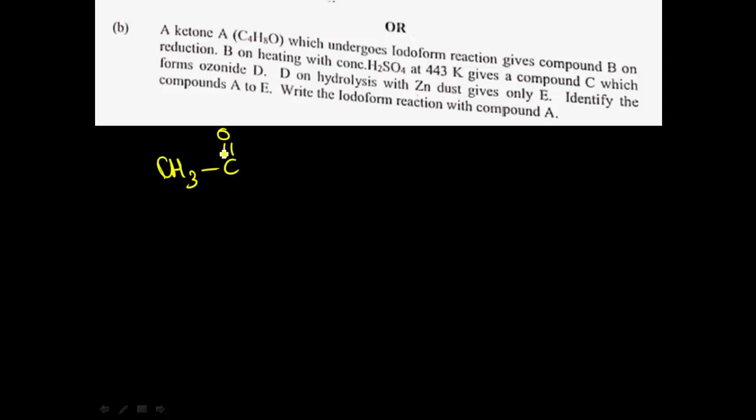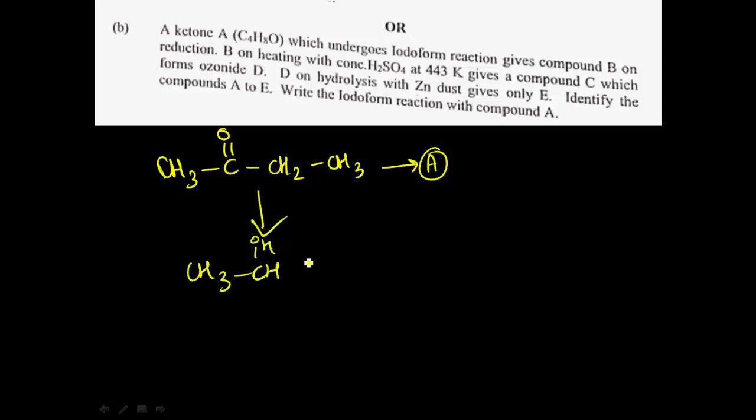Okay, and now just put the rest of the things to fulfill the molecular formula. Now we have 4 carbons, 8 hydrogens and 1 oxygen. So this is our A. This is 2-butanone. On reduction, a ketone will definitely give an alcohol. So this is our B.